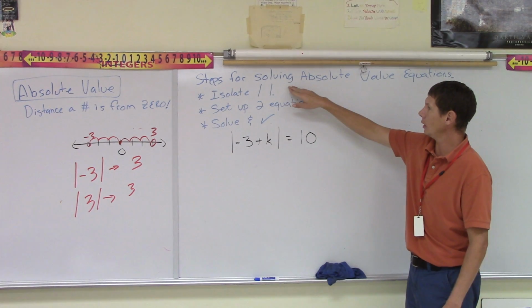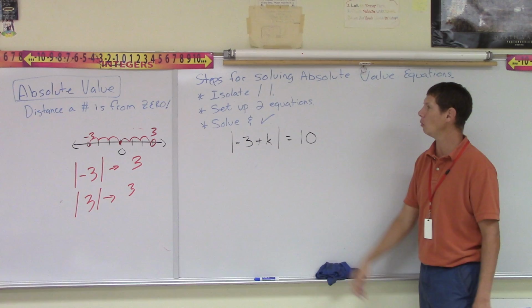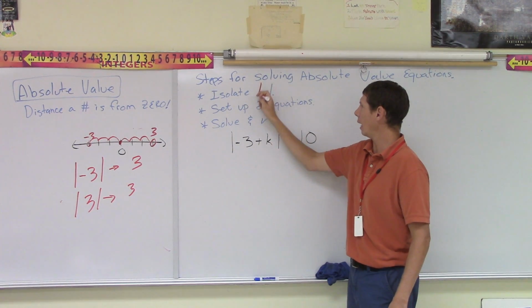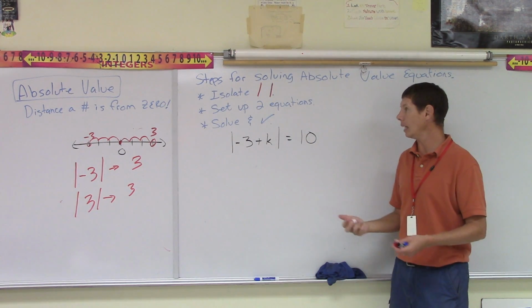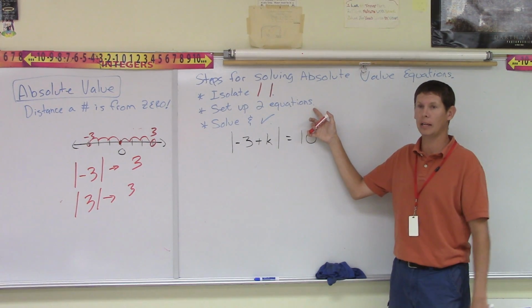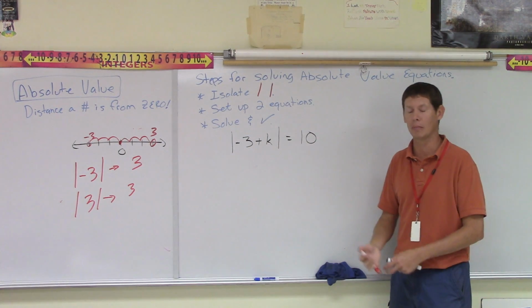So what we're saying here is that the steps for solving absolute value equations, I'm going to give you 2 steps. Number 1, you want to isolate the absolute value. Okay. Get the absolute value part all alone by itself. Secondly, we will set up 2 equations, and I'll talk a little bit about that in a second. And then, like normal, we'll solve like normal, and then you check your answer by plugging it back in and seeing if it makes sense.